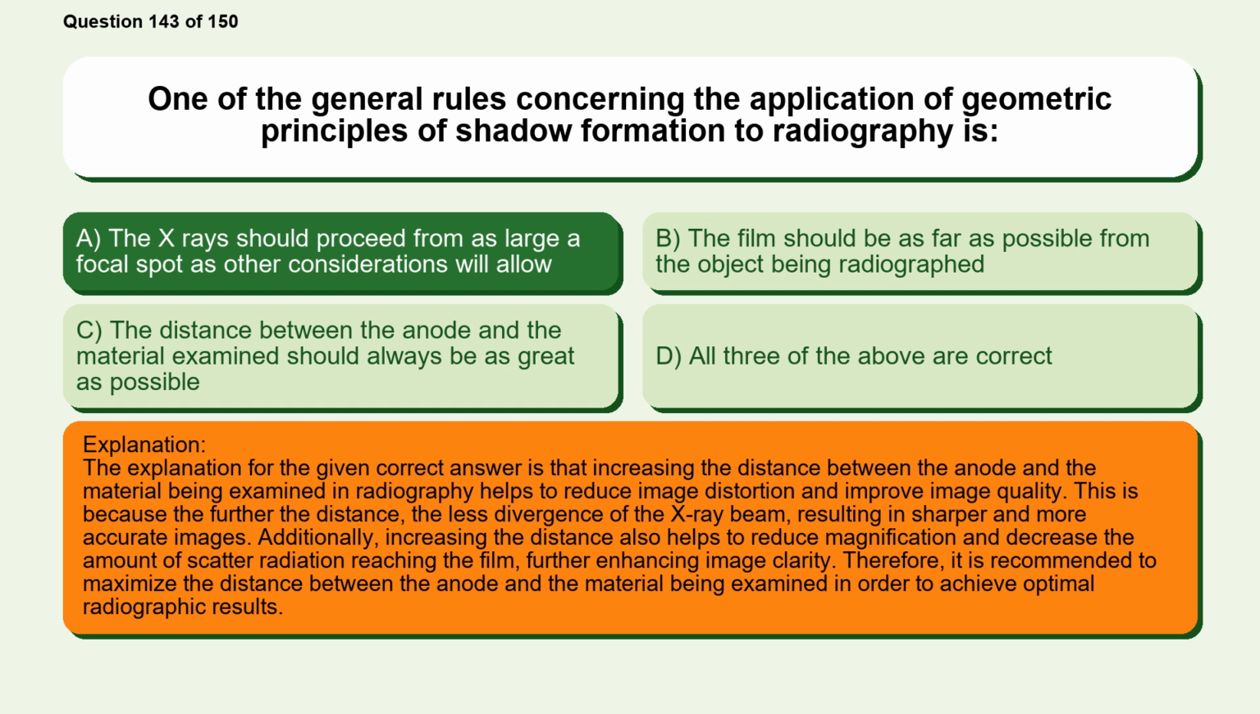The explanation for the given correct answer is that increasing the distance between the anode and the material being examined in radiography helps to reduce image distortion and improve image quality. This is because the further the distance, the less divergence of the X-ray beam, resulting in sharper and more accurate images. Additionally, increasing the distance also helps to reduce magnification and decrease the amount of scatter radiation reaching the film, further enhancing image clarity. Therefore, it is recommended to maximize the distance between the anode and the material being examined in order to achieve optimal radiographic results.